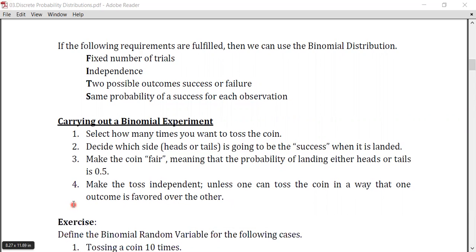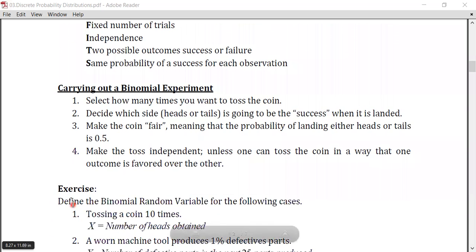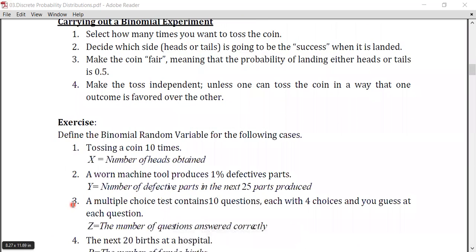This is some exercise on identification of the binomial random variable. If you toss a coin, then you can identify the binomial random variable, and here also it is the same concept as for random variables. If it is denoted by X, then you can have the number of heads obtained. Here I have considered heads as my success event. Therefore, I am considering this binomial random variable as the number of heads obtained.